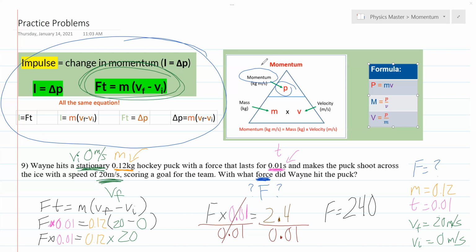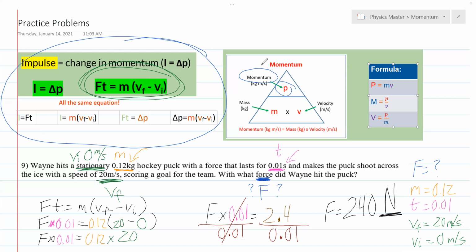Joelle, you there? Joelle. Now he's missing. All right. Carla, are you there? Yes. Okay, Carla. We just solved for force. I need a letter to go back here. A unit. What do you think? What's force? N. Very nice. Good job.